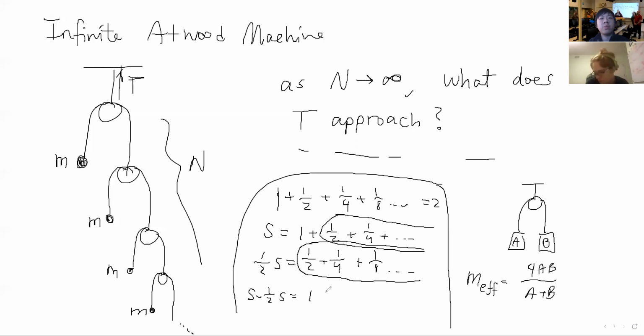So that means half S is equal to 1. So S is equal to 2, right? So this is one of these infinitely recursing problems where you can use the strategy of making a subpart equal to something else, right? You relate the subproblem to the main problem, and then you connect them and you get your answer, right? So now how do you try to do something similar with the infinite Atwood machine?